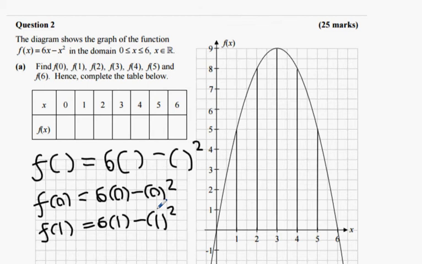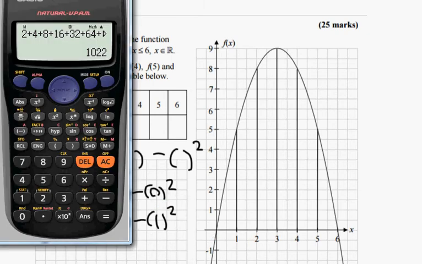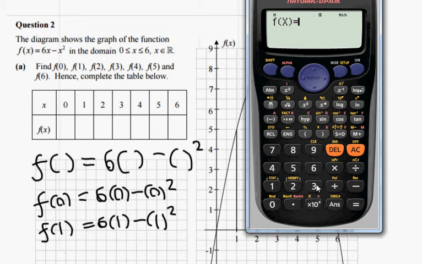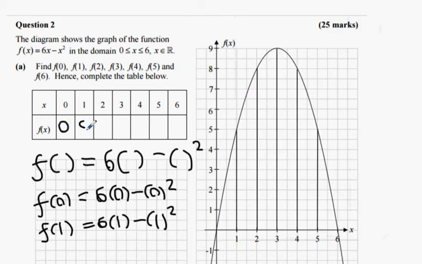I think I pretty much just wrote down in your solutions, I said use the table function in your calculator. It's much quicker. So what I just do is shift, table function, then enter in 6x minus x squared, and start at 0, end at 6, and what you get is 0, 0, 1, 5, 2, 8, 3, 9, 4, 8, 5, 5, 6, 0.